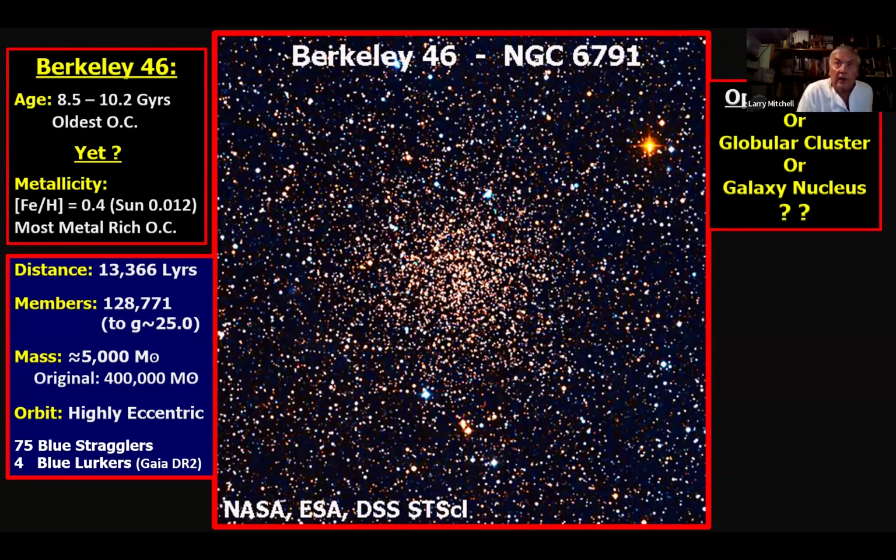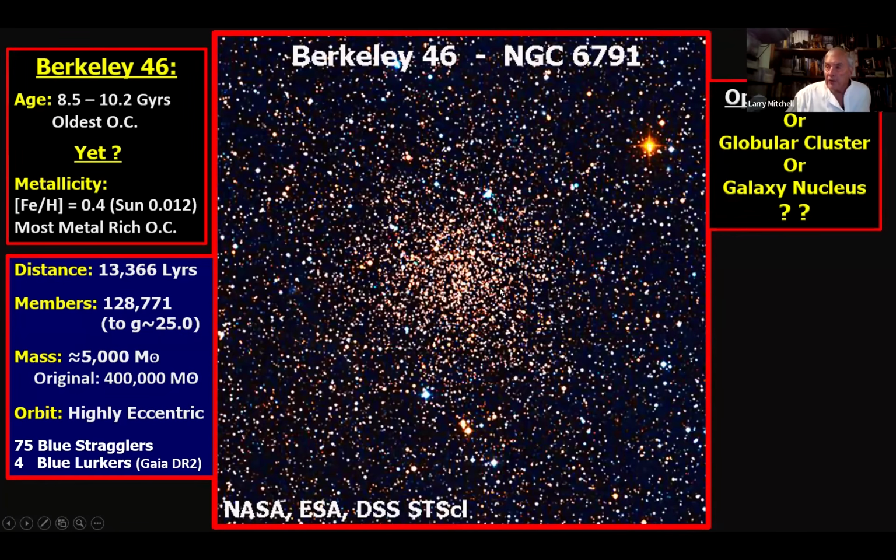Yet Berkeley 46 formed twice as many metals in less than half the time, in only about 5 billion years, because its age is 8.5 billion years. Astronomers have argued back and forth that that can't possibly be, but they finally decided on the answer, and it is staring us right in the face.